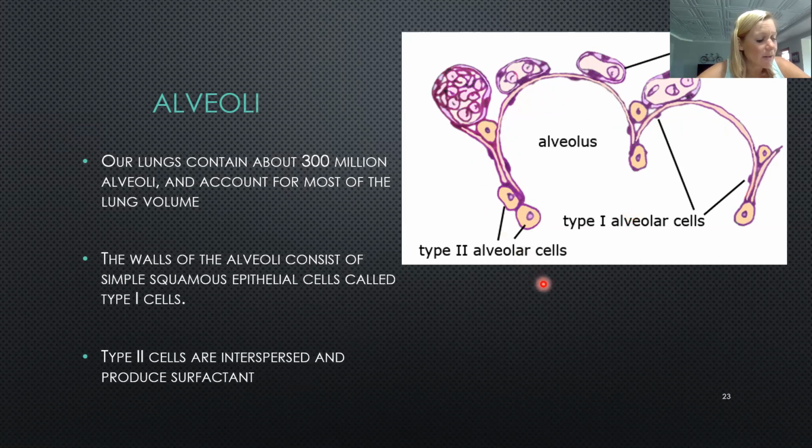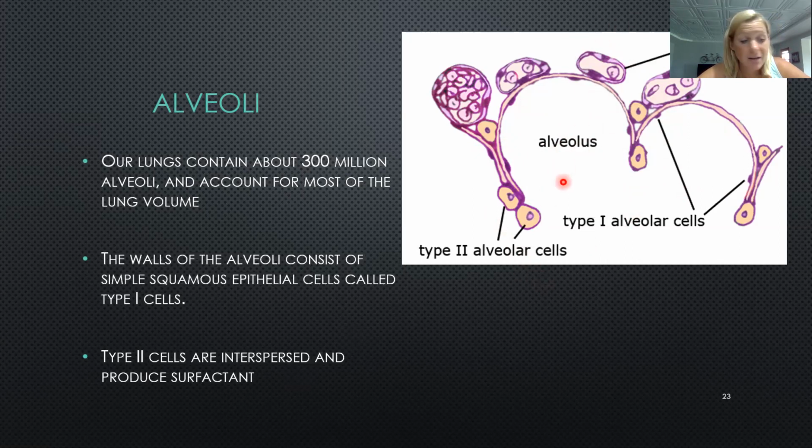This is the site of gas exchange, also called the respiratory membrane. The respiratory membrane is the interaction between the alveoli and the capillary. Here you can see there's one capillary. Well, there's a couple of capillaries. Gas can pass easily in either direction. So once we get gas to the alveoli, we're pretty darn good at being able to move it in either direction.